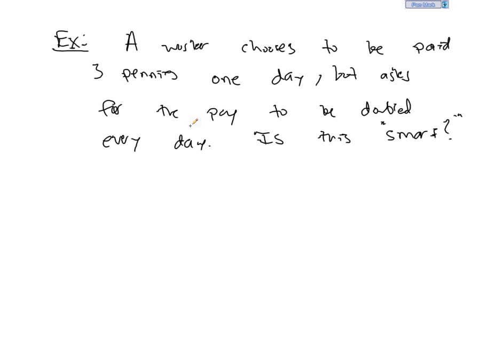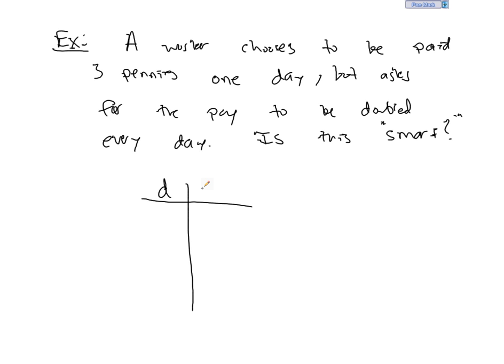Let's take a look at an example. This is kind of an older example, kind of a classic, and it's kind of a spin-off. A worker chooses to be paid 3 pennies one day but asks for the pay to be doubled every day. Is this quote-unquote smart? Well, let's see what this would pan out to be.